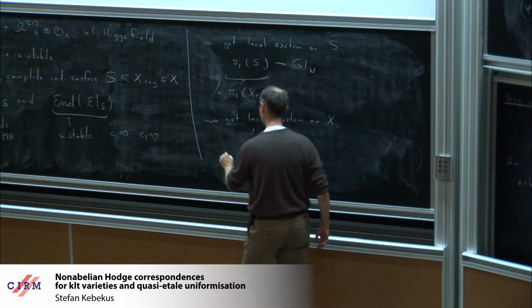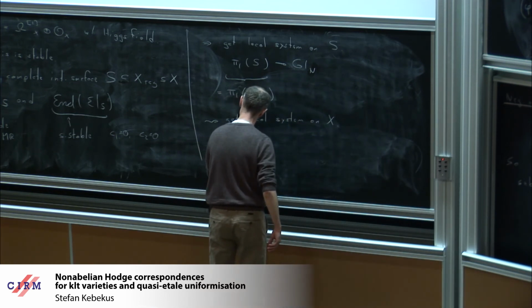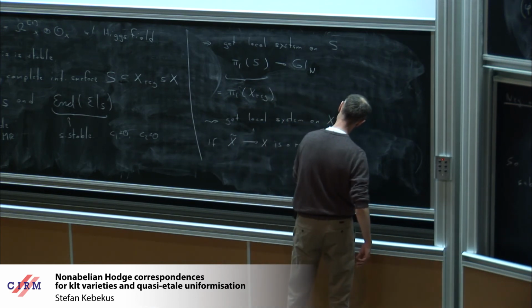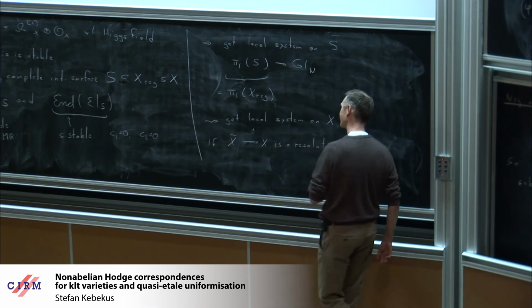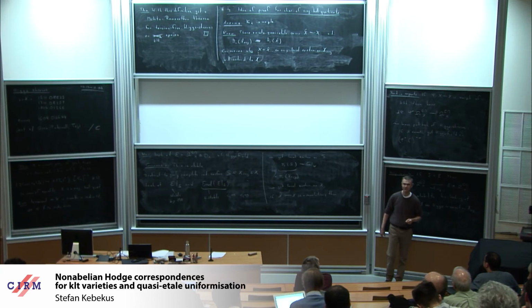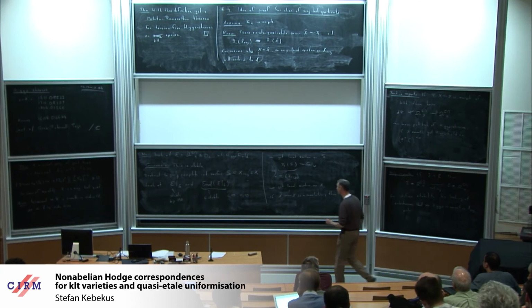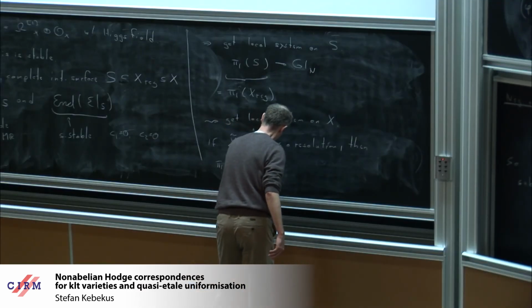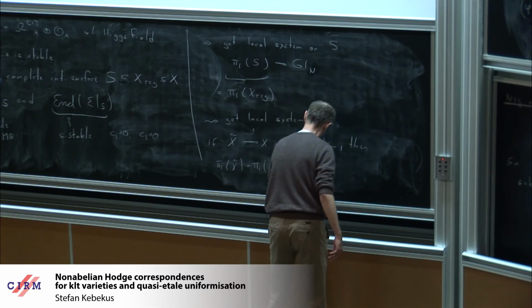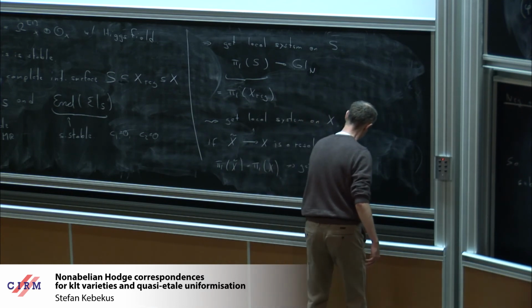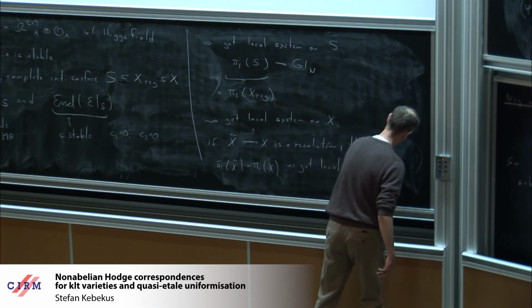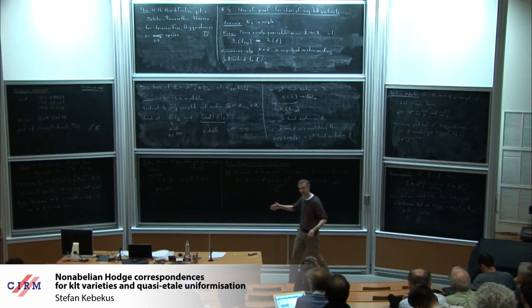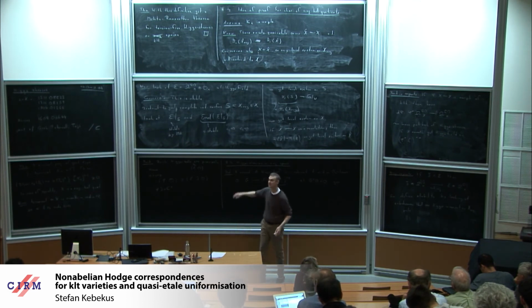And if X twiddle to X is a resolution, then Takayama has shown that the induced map between fundamental groups is actually an isomorphism. So pi1 of X twiddle is pi1 of X. So I get a local system on X twiddle. Aha. But now on X twiddle, this is now a manifold, I have the Corlette-Simpson correspondence.